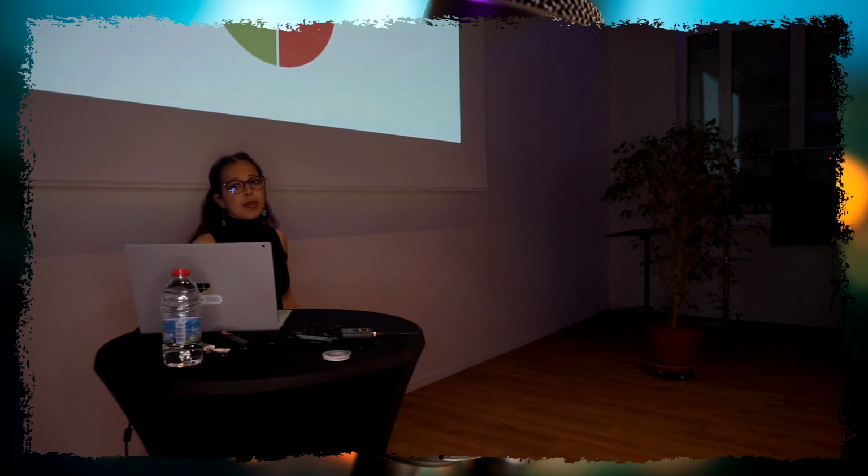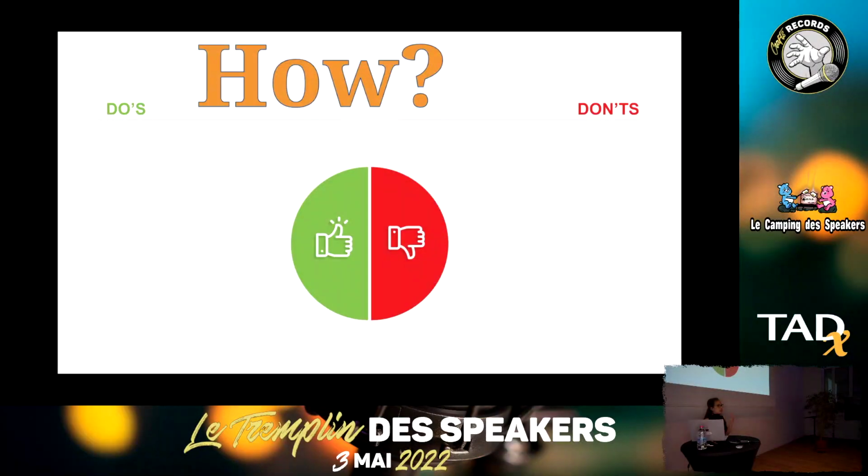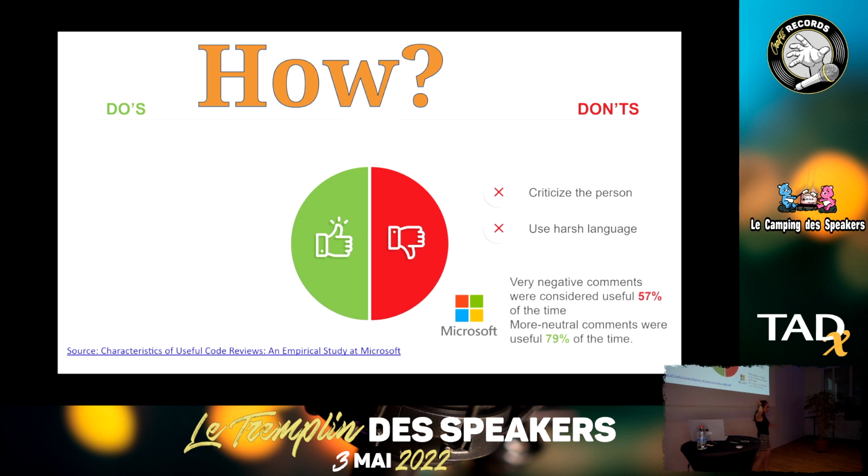Here are some examples of guidelines that both reviewers and authors should follow while doing the code review. Don't criticize the person, instead analyze the code, give feedback, and provide guidance. Don't use harsh language, be polite and kind. An empirical study done by Microsoft in 2015 shows that very negative comments were considered useful only around 57% of the time, while the more neutral comments were useful around 80% of the time. So be kind. Instead, you should always assume competence, and you should provide context.